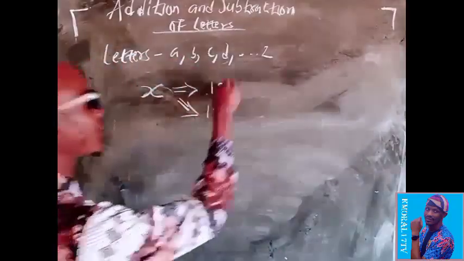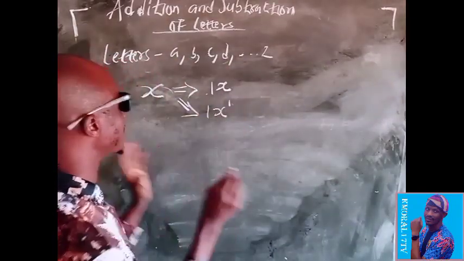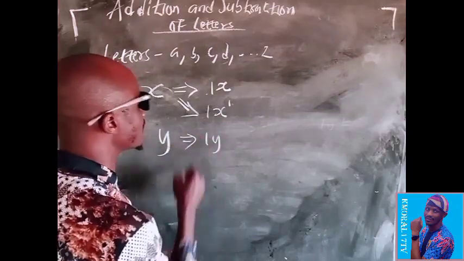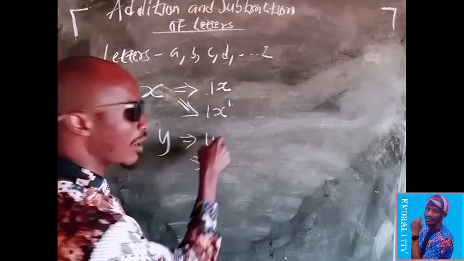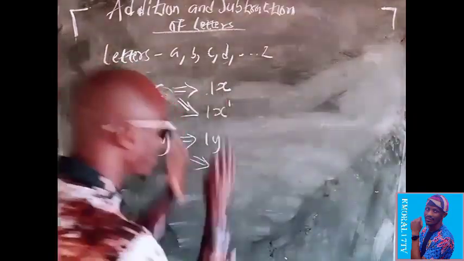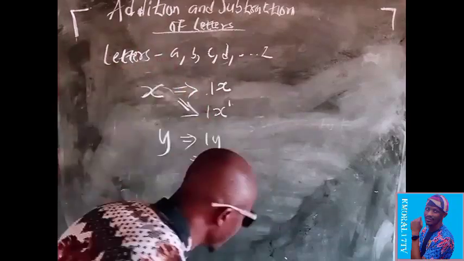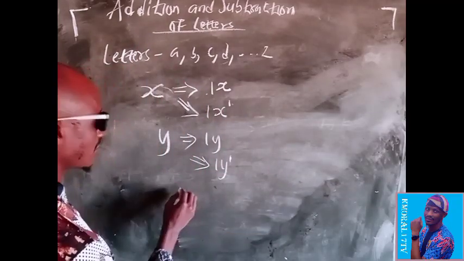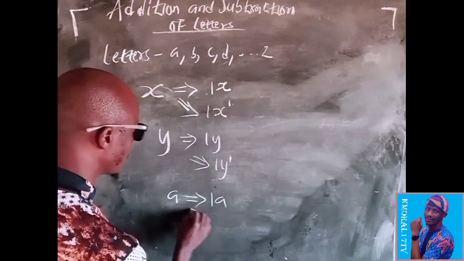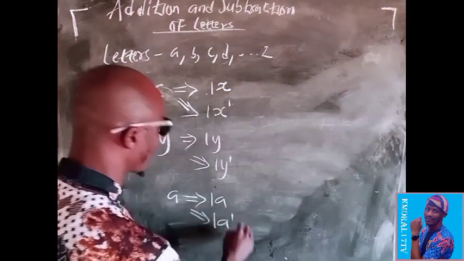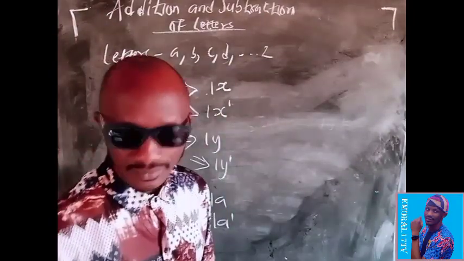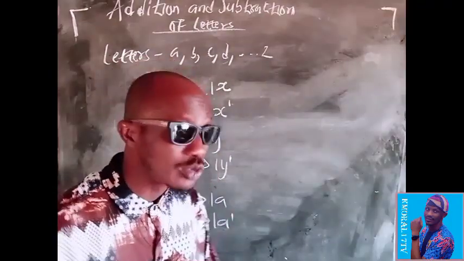Now you have 1x, 1x1. Even it's applicable to y. Y is still y1. Then we still have 1y, then we still have 1y to the power 1. Yes. Take note of all this. Any letter you see in mathematics, any letter, you have A is still the same thing as 1a. It's still the same thing as 1a raised to the power 1. This is the way letters appear in mathematics. Yes. So take note of that and get used to it.